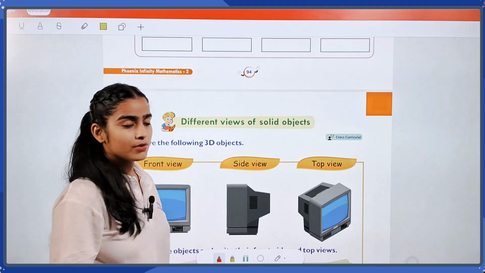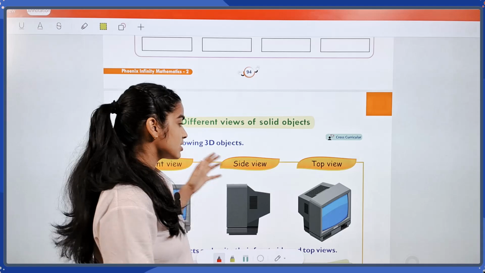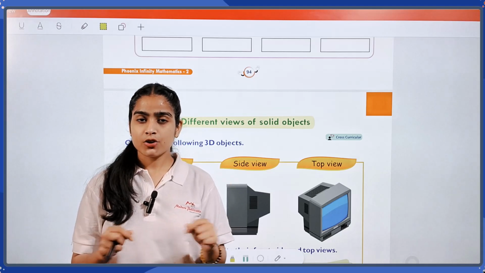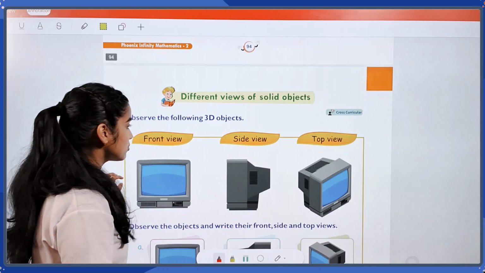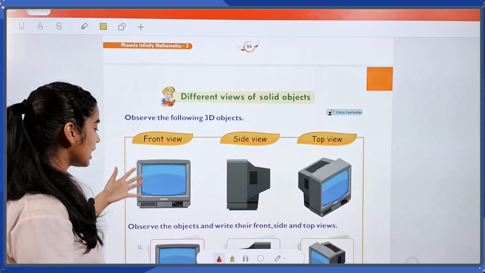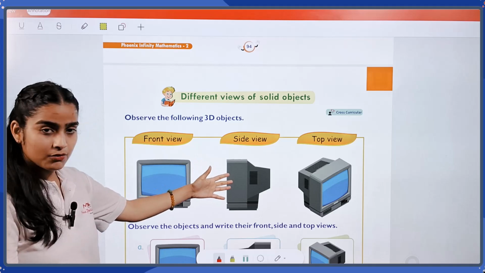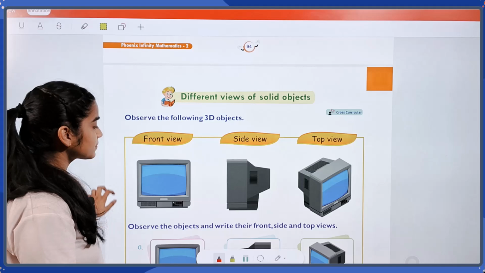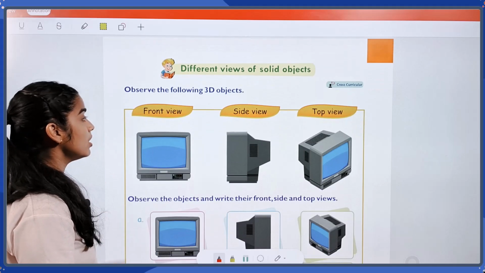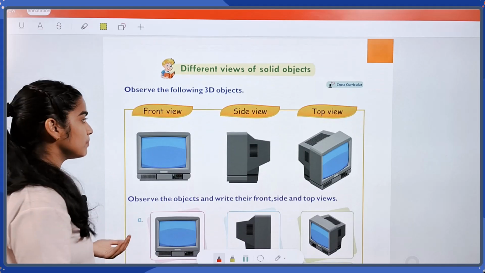Just do one thing whenever you are going to learn this chapter. Make sure you have a cuboid box. So with the help of a cuboid box, you can see the front view, side view and top view. You can also use a TV, but nowadays we don't have this kind of TV in our houses. So it's totally up to you. If you can arrange a box, it will be easy for you to check out different views of that particular 3D shape.